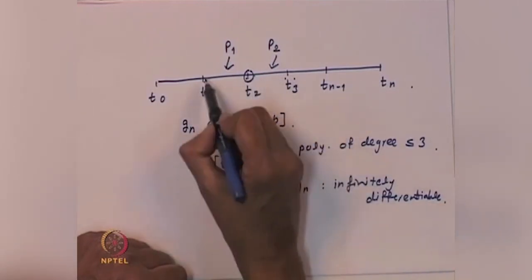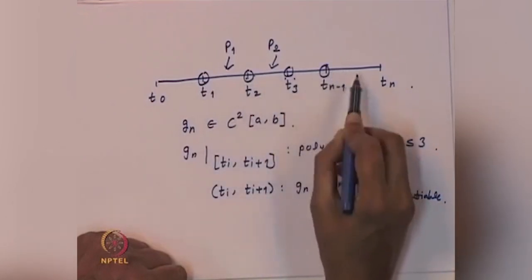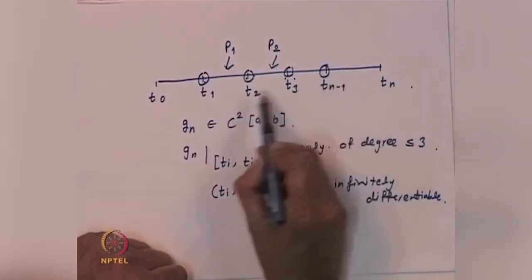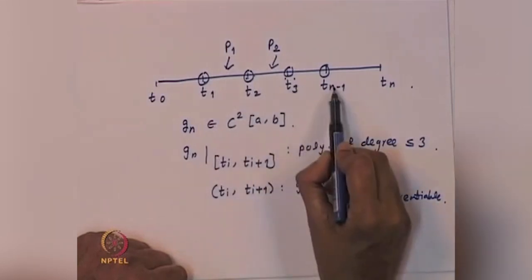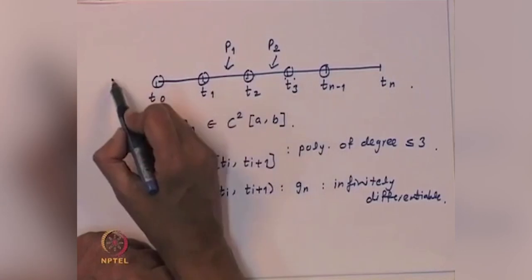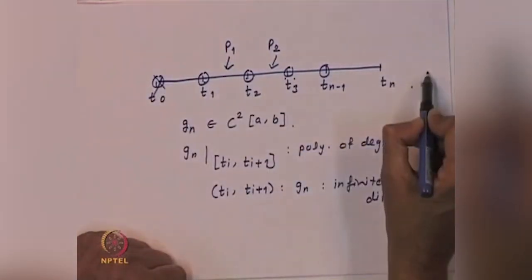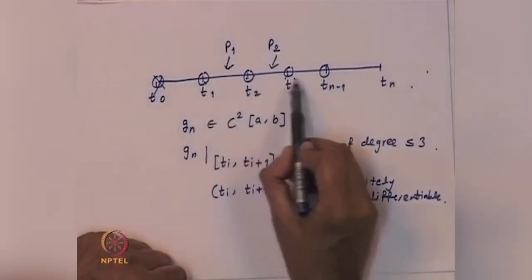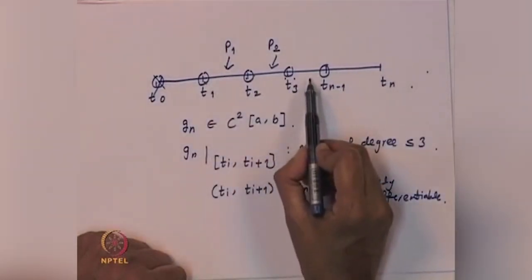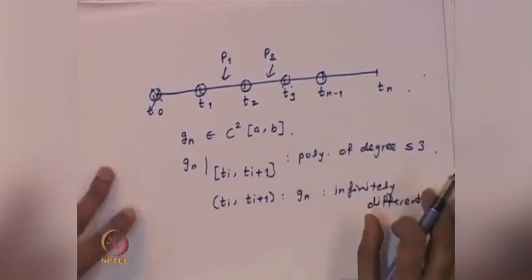So, what will come into the picture are the interior partition points T1, T2, T3, up to Tn minus 1. When you look at T0, there is nothing on the left. For Tn, there is nothing on the right. So, that is why we need to equate the second derivatives only at the interior node points.